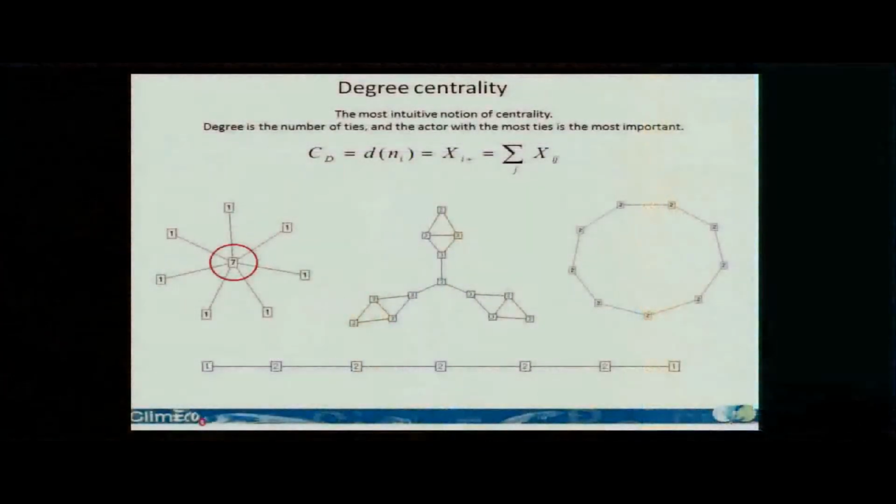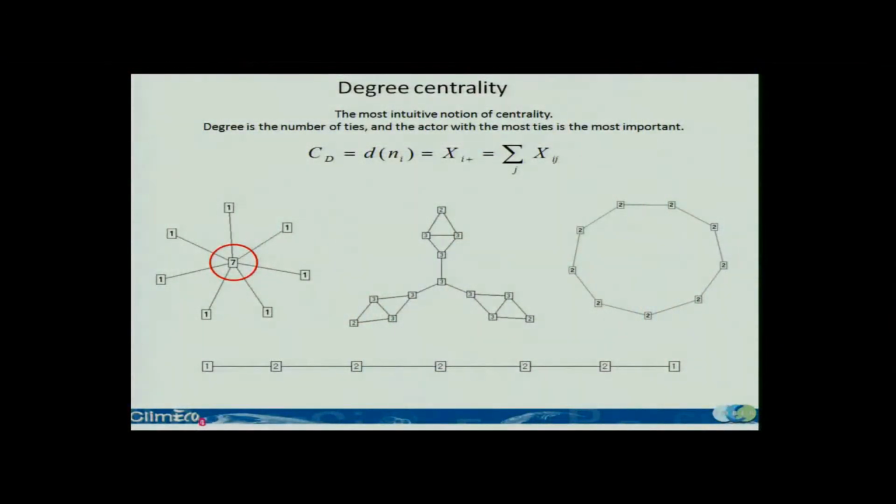Degree centrality is very simple. Basically, it counts the number of ties that you have. In that star-shaped network, the middle person has 7 ties, so his degree centrality is 7. In that more complicated network in the middle, each of the actors, aside from the outside ones, has 3 connections. In the circular network, there are 2 connections, and in the bottom one, everyone has 2 connections except for the outside ones.